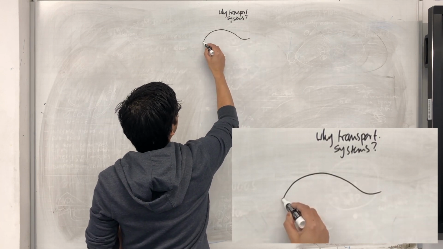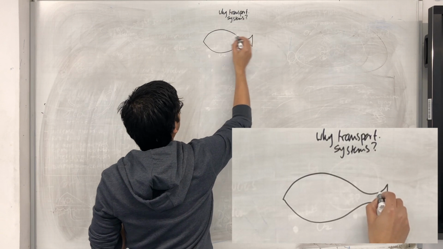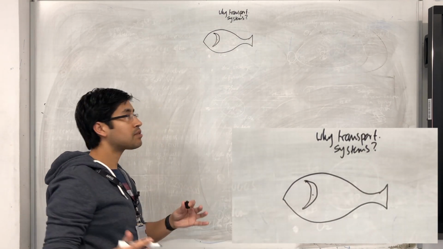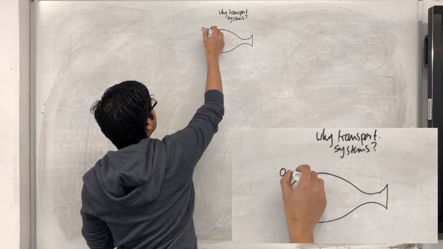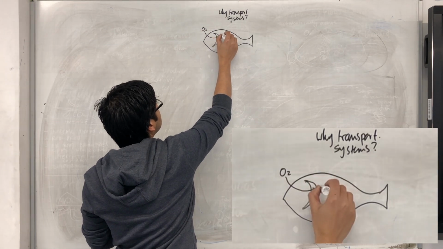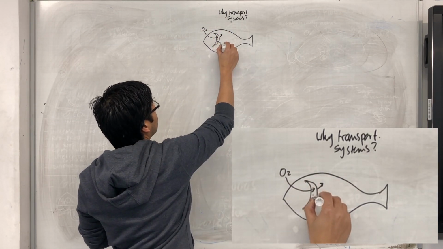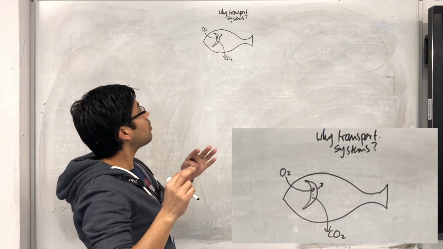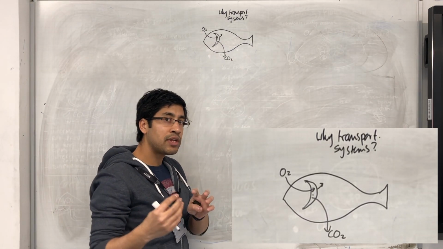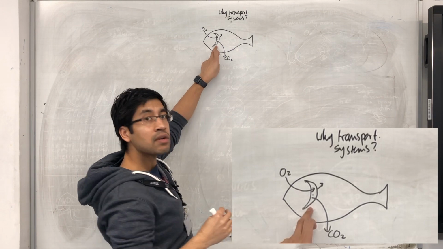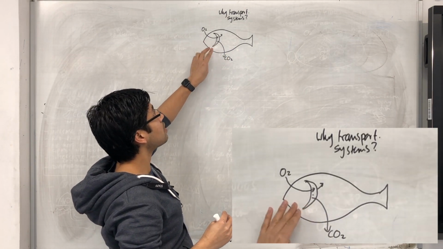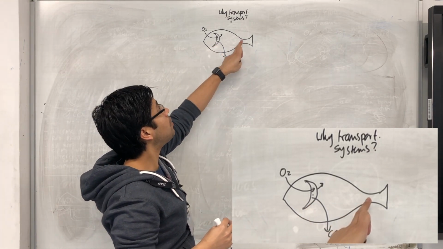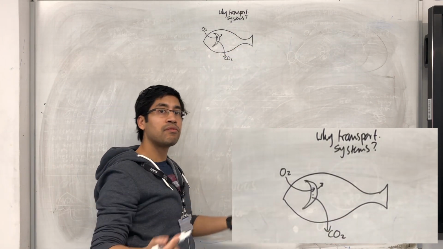Okay, so we have a fish. Now let's say the fish's exchange system is at the gills. That's great. Oxygen enters the system at the gills, and CO2 exits the fish at the gills. Now, the way I like to illustrate the need for transport systems is to say, well, it's great for all the cells at the gills. There's a high rate of diffusion at the gills. But how then do we supply the rest of the fish?